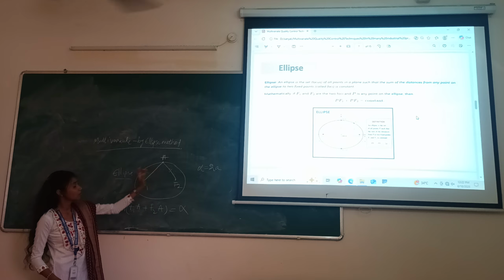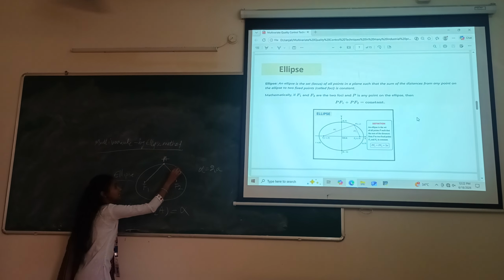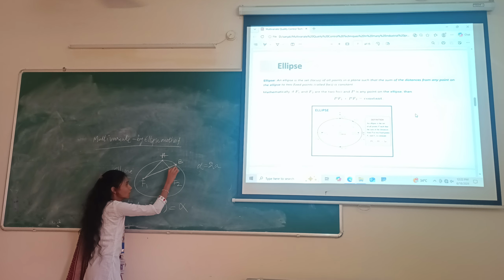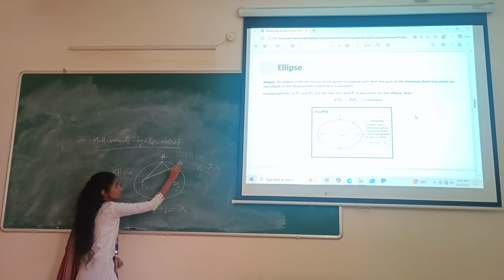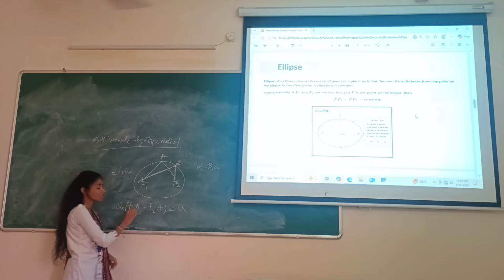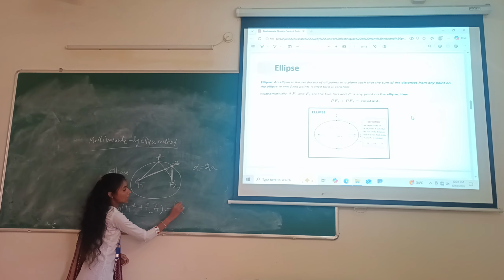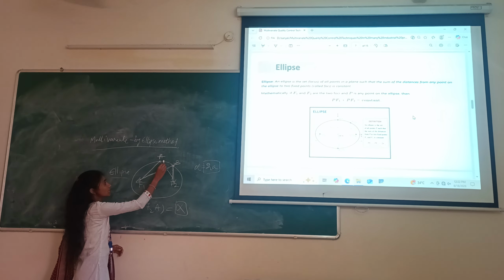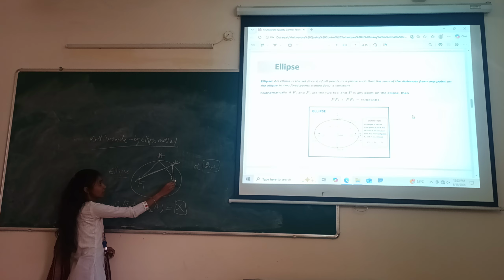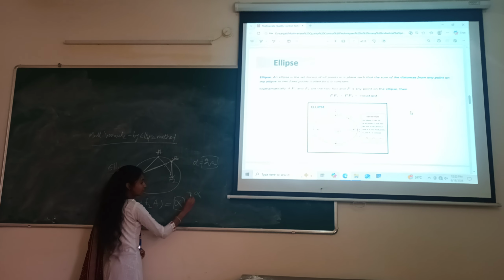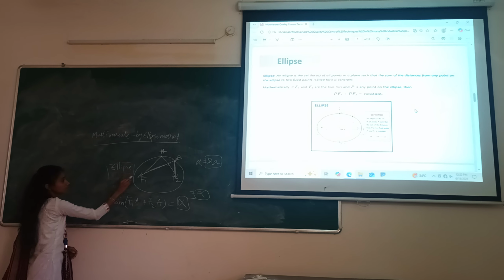If you take any other point on the plane, let me take B here, and calculate the distance from F1 to the point B and from B to F2, and sum both distances, that is also equal to alpha, that is 2a, some fixed distance. A set of points on the plane for which the sum of the distances from any point equals a constant is called an ellipse.